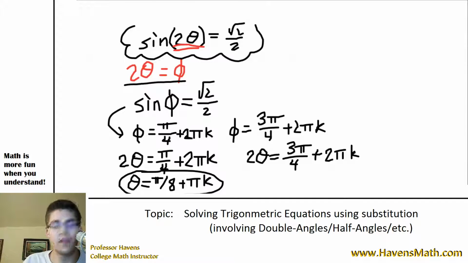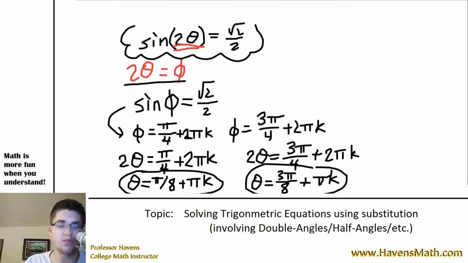Over here, for the secondary equation, 2 theta is equal to 3 pi over 4 plus 2 pi k. We divide everything in that equation by 2, and we get theta is equal to 3 pi over 4 divided by 2, which is 3 pi over 8, plus 2 pi k divided by 2, which is just pi k. And so this gives us our secondary solution, adjusted.